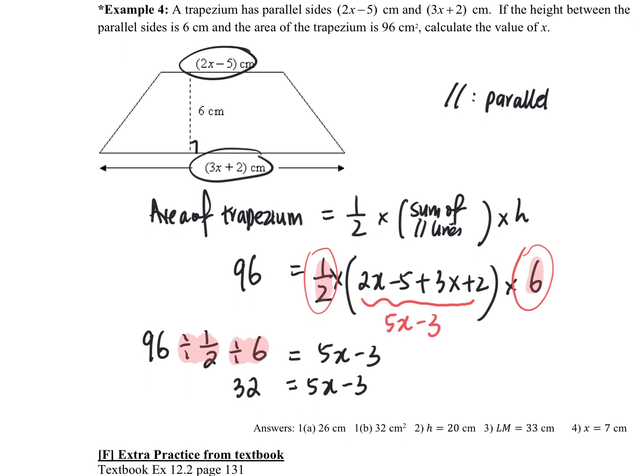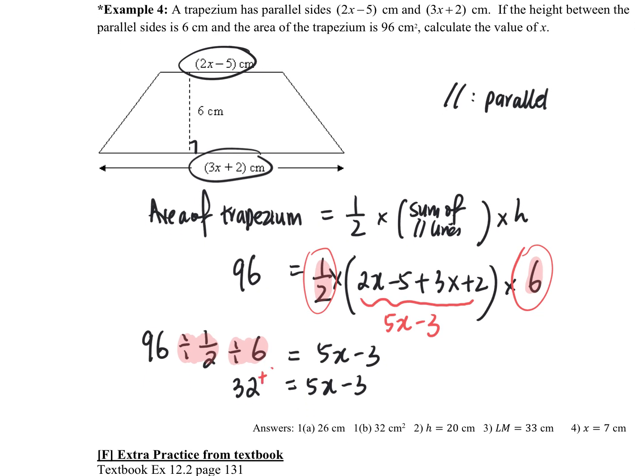So this is solving an algebraic equation. Plus 3 on both sides. So divide by 5 on both sides. x is just 7 cm.